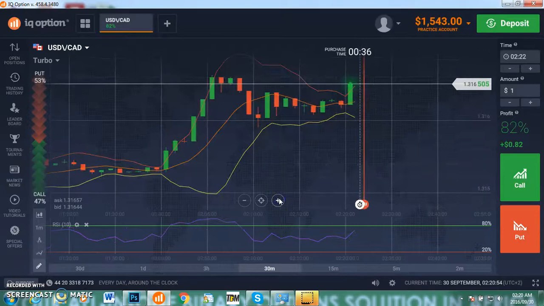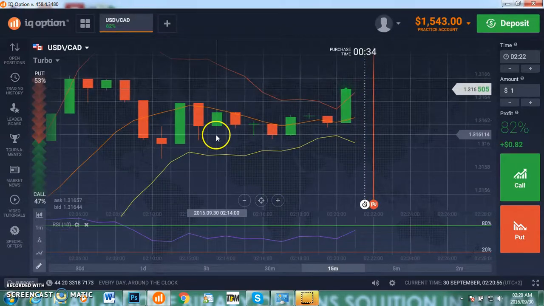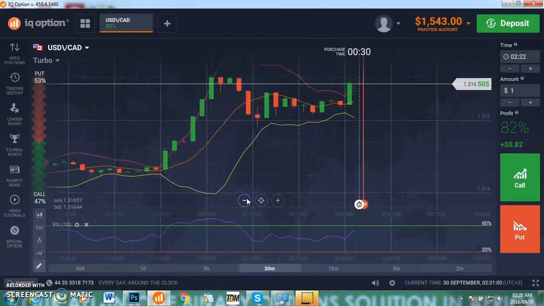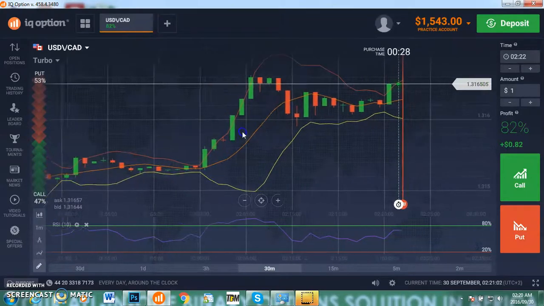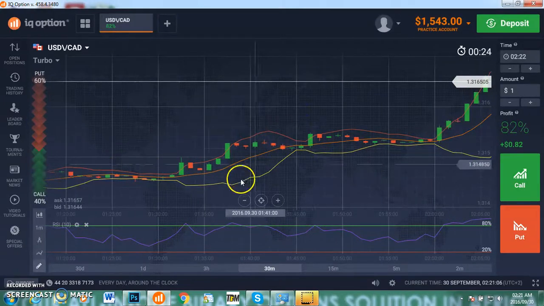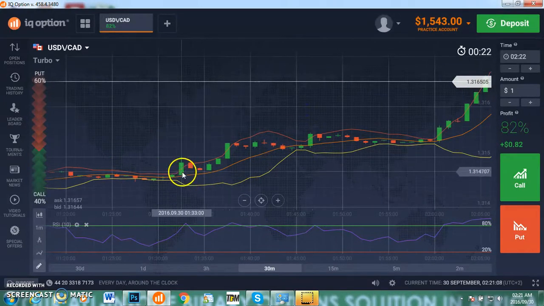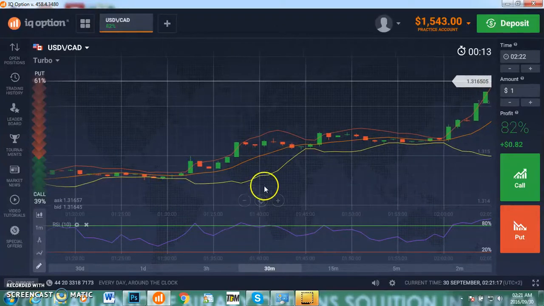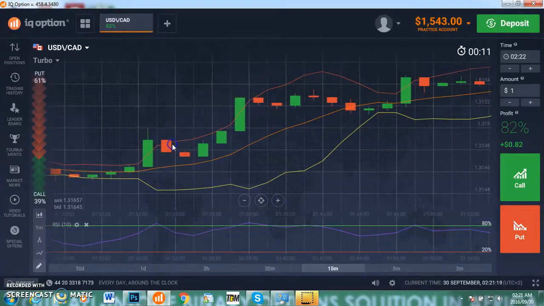Now just zoom in so you can see what is happening. Let me zoom out a little bit so I can explain. The strategy, as it says, is that you are going to look for a candle that is pushing and breaking out of the Bollinger Bands. Now that we see a candle that is pushing and breaking out of the Bollinger Band, we're not only going to look at that, we are also going to look at what is happening on the RSI.